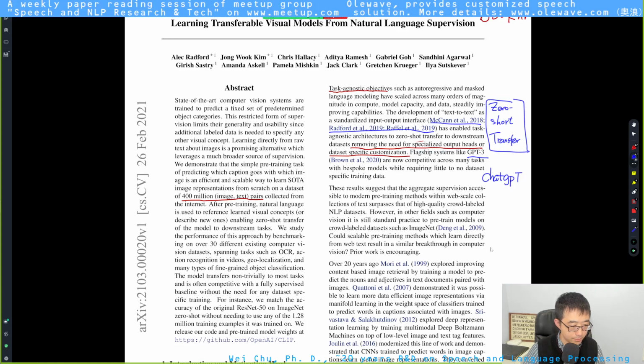And the next thing, I think you want to just highlight this. The author mentioned that this is an aggregated supervision accessible modern pre-training method within your web scale collection of text, which surpassed high quality crowd-labeled datasets. So I think it only happened in the recent 5 years. People start to leverage weakly labeled data, for instance, something like the web scale collection of texts.